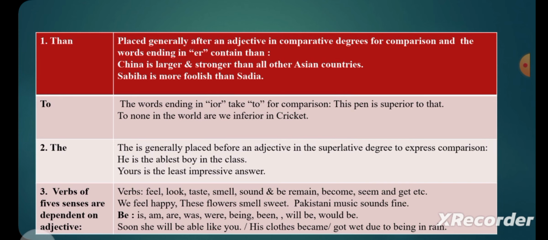And now the use of be. Is, am, are in present tense. Was, were in past tense. Being, been. Being in continuous tense and been in perfect tense. Will be and would be in future. Soon she will be able, like you. His clothes became wet due to being in rain, or his clothes got wet due to being in rain.